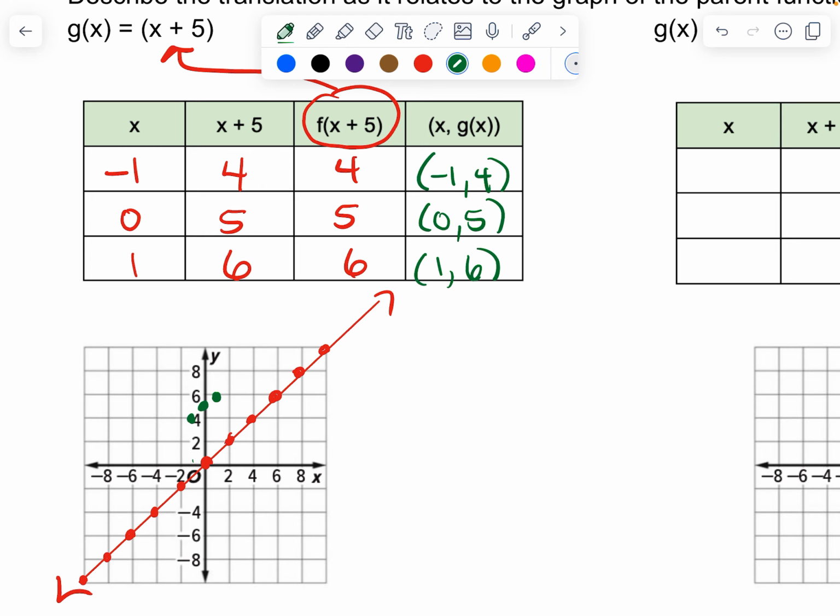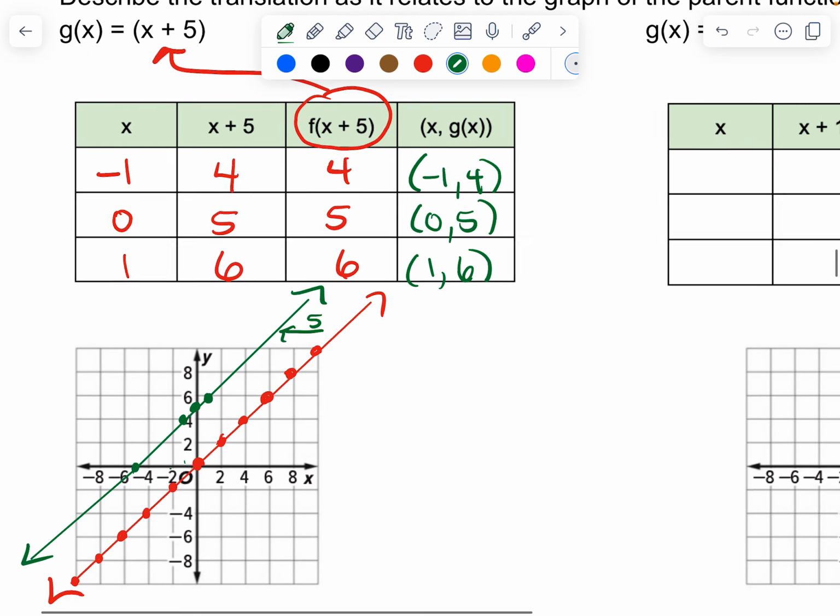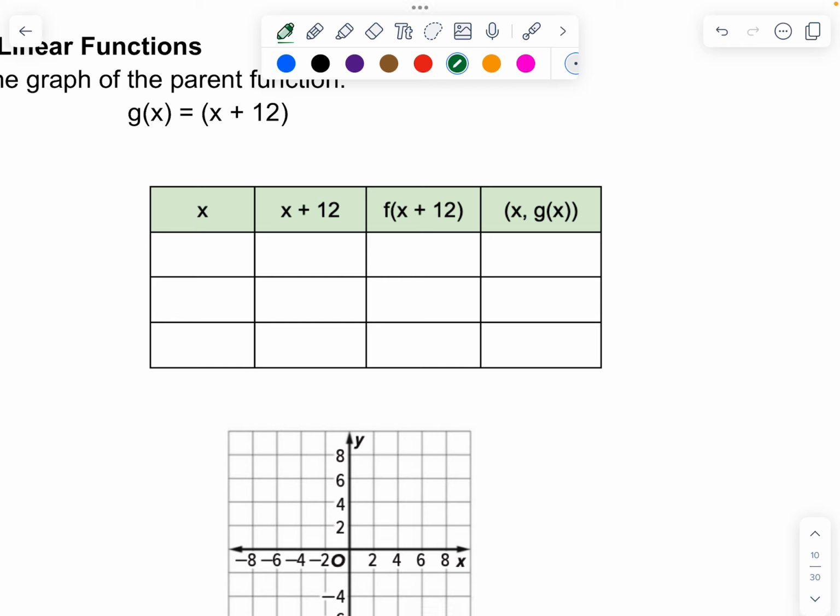I would have taught it, you move it to the left here. Don't know why they taught it that way. All we did was move it to the left 5. This went to the left 5.